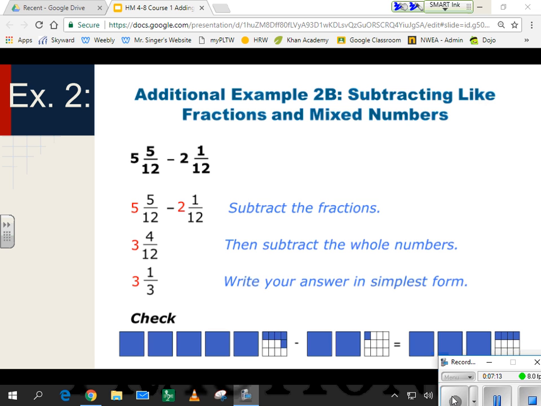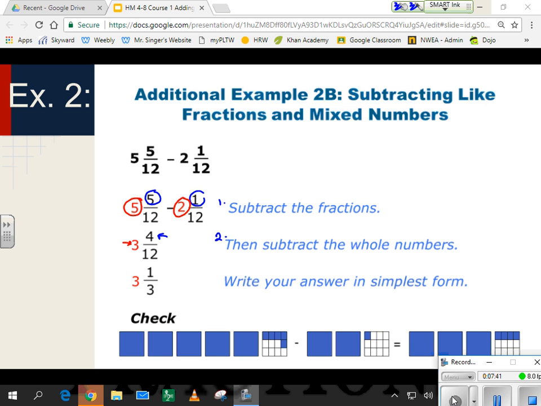So the first thing we have to do is we have to subtract the whole numbers, and then we subtract the fractions, or you can do them vice versa. So the first thing I'm going to do is subtract the fraction part. So 5 minus 1 gives you 4. The denominator stays the same. You do not change that. Then when we do the whole numbers, 5 minus 2 gives you 3.